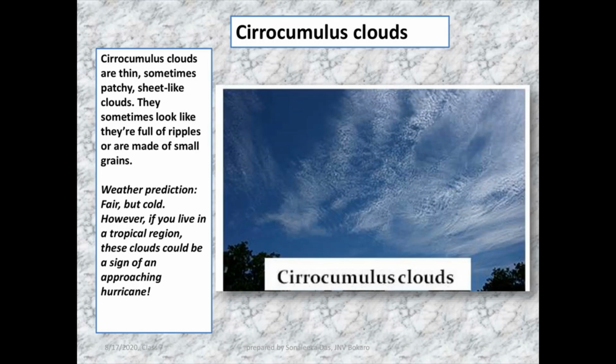If we happen to see grain-like or ripple-like clouds in patchy sheet-like form, then these clouds are called Cirrocumulus clouds. If Cirrocumulus clouds are observed in the sky, it means the weather is going to be fair but cold. But in the tropical region, these clouds could be a sign of an approaching hurricane.